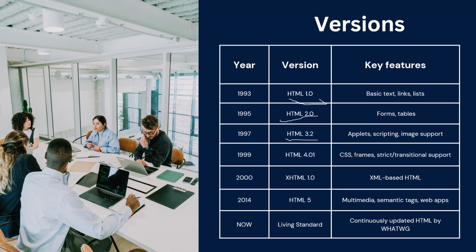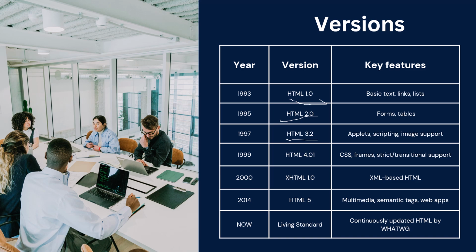It evolved in 1997 and introduced more layout design features, tables, image alignment, and support for scripting. It allows applets, scripting, and image support. This version was the first to support JavaScript and CSS, in a very limited way. You could now style a website a little bit, but layout control was still difficult.